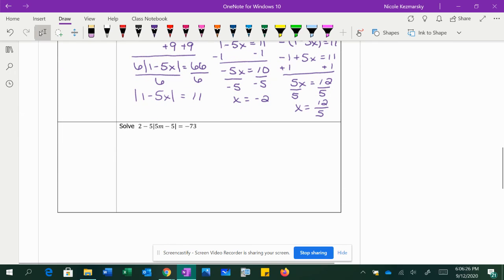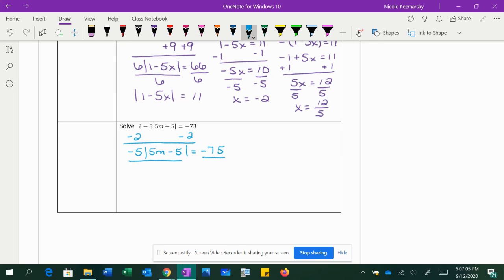Last example. Again, a little bit of everything. So this one, I've got a 2 and a minus 5 out front. I have to decide which one to move first. Well, that 5 is up against the absolute value, so it's multiplying the absolute value. The 2 is not multiplying. The 2 is 2 minus, okay? So I'm going to subtract the 2 first. And I'm going to get negative 5, absolute value of 5m minus 5 equal to negative 75.